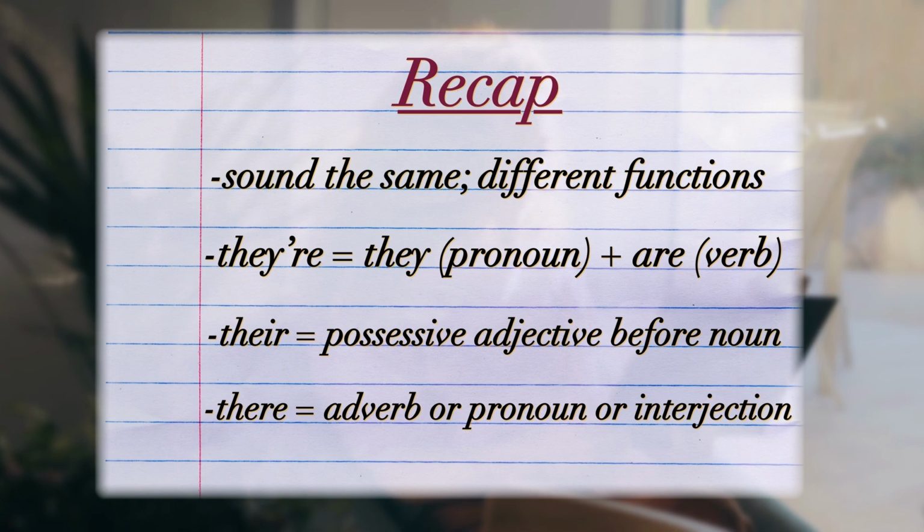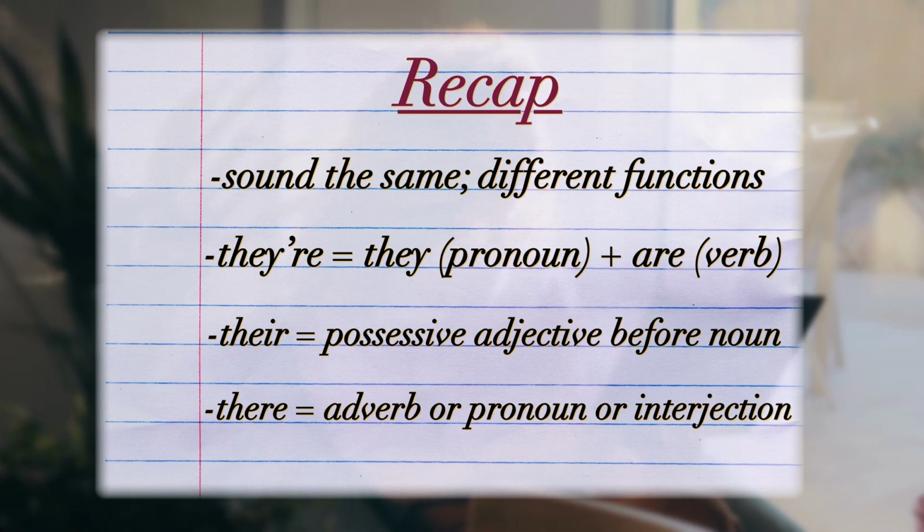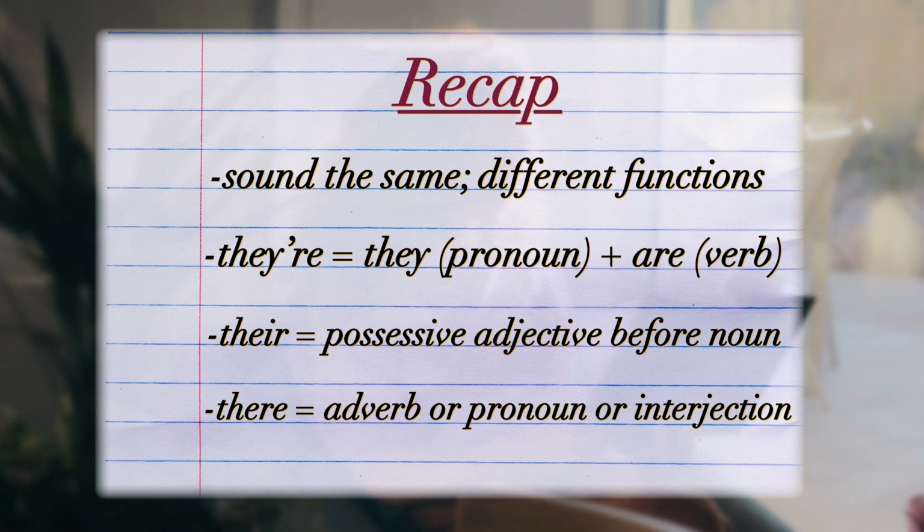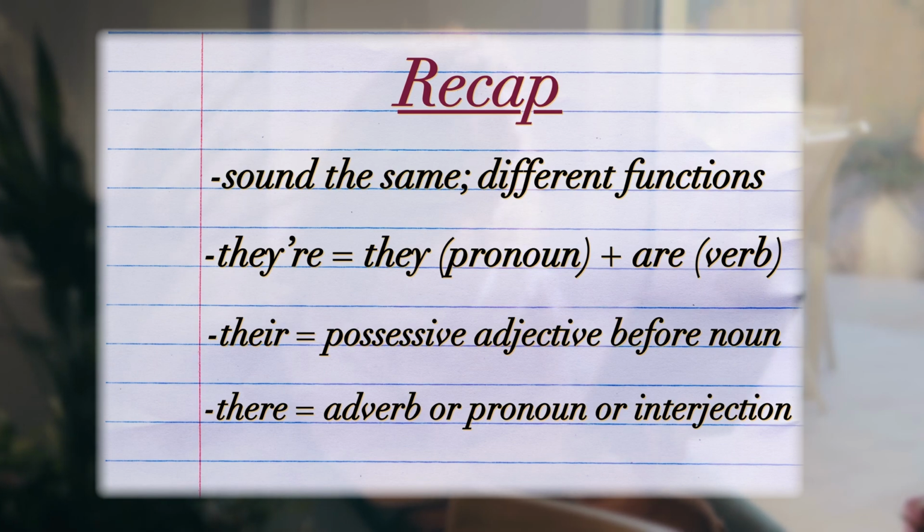Their is an adjective, which means it describes a noun. It's placed before the corresponding noun to demonstrate a possessive relationship between the individuals and the thing or things they own in some way. Such ownership can be literal or figurative.